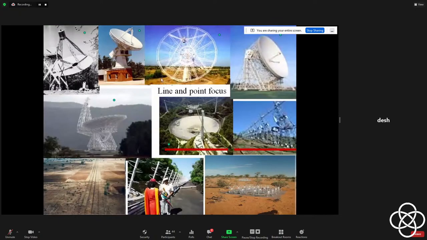So these are various examples of the line and point focus. As we saw, the paraboloid reflectors give you a point focus, whereas a cylindrical dish will give you a line focus. And here there is no concept of focus, because we are sensing separately pieces of radiation falling at different locations, and we are combining everything electronically after that. So similar concepts are becoming more and more popular, because it's easy to build those arrays, particularly at low frequencies.